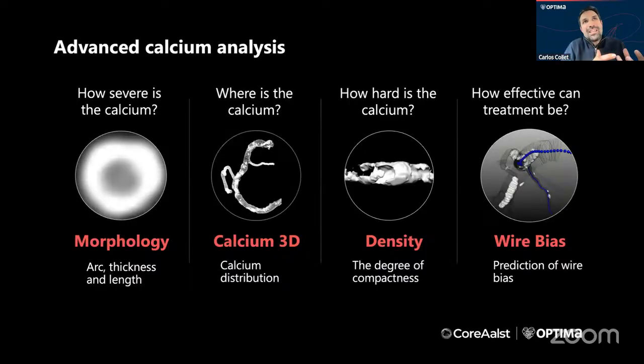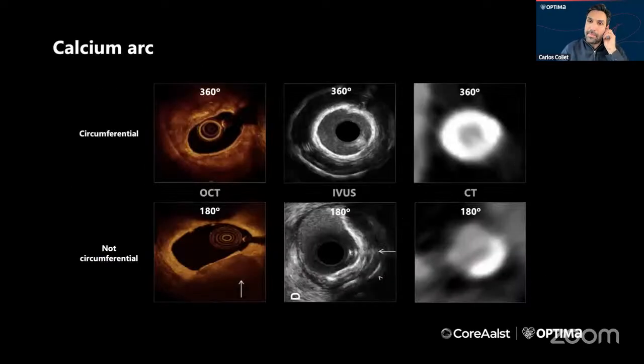And CT, in my view, will become one of the most important tools to assess calcium. I will explain why. You can characterize calcium morphologically, the same as you do with IVUS or OCT. You can understand calcium in three-dimensional space, which makes assessment of calcium very intuitive. And you can assess how hard the calcium is, which is specific to CT, and that is due to the fact that you can assess the calcium density. I will not talk today about wire bias. This is something we're working on as well, trying to identify the cases in which rotational atherectomy might be the best treatment strategy.